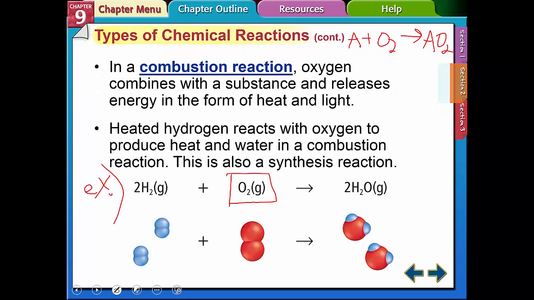it has to be a combustion reaction. And one thing I want to add to this reaction right here: yes, it is a combustion reaction because oxygen O2 is a reactant, but this reaction could also be a synthesis reaction because there is also one product. So if you classified it as a combustion reaction or as a synthesis reaction, both would be correct.